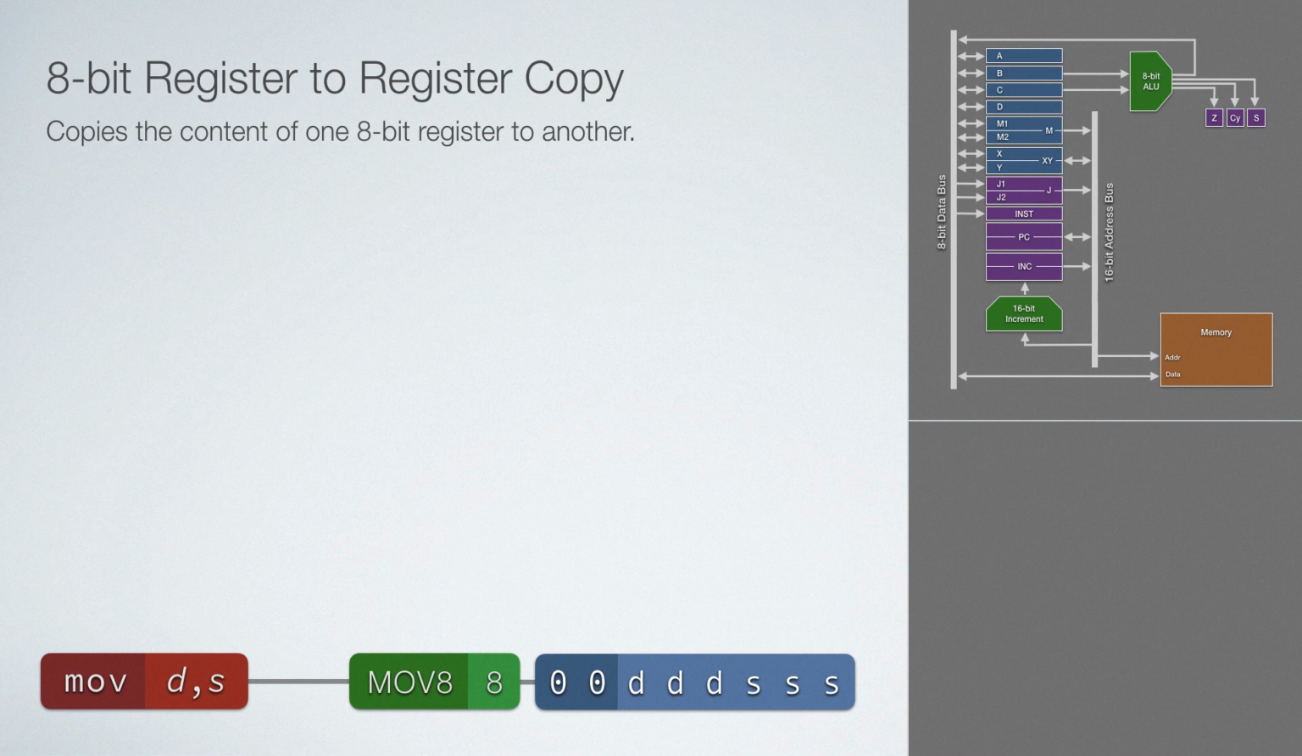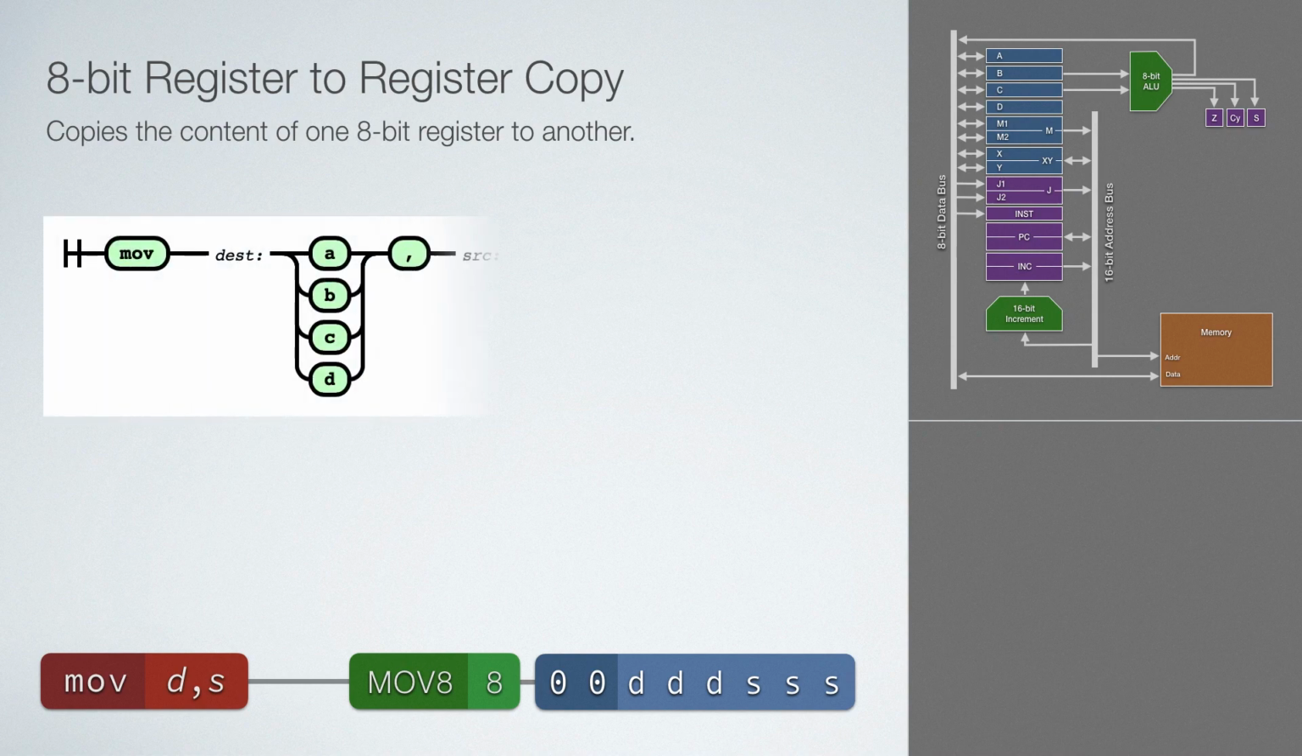Now to help with these, I'll create a railroad diagram for each of them, and here's the one for the move. So this helps you see basically what the options are. So in here, you give it a move. You can then choose between the A, B, C or D register as your destination. You then give a comma, and then you can put your source register as an A, B, C or D.